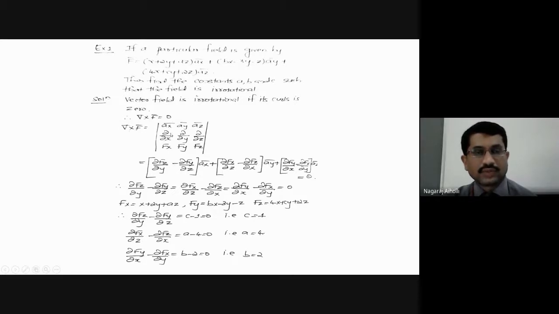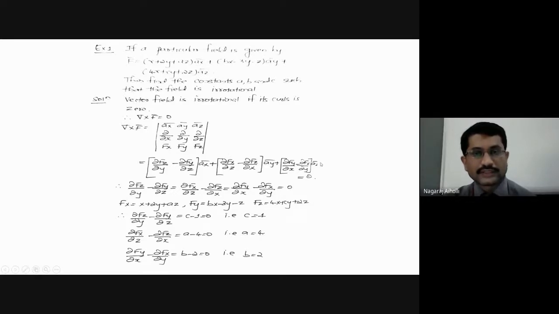This del cross f bar is equal to, write it in the determinant form, ax bar, ay bar, az bar, dou by dou x, dou by dou y, dou by dou z, fx, fy, fz. Then expand the determinant, we get (dou fz by dou y minus dou fy by dou z) ax bar plus, this row and this column will go, (dou fz by dou x minus dou fx by dou z). If you multiply minus inside, you will get (dou fx by dou z minus dou fz by dou x) ay bar plus, last one, this row and this column will go, (dou fy by dou x minus dou fx by dou y) az bar. This is equal to 0.